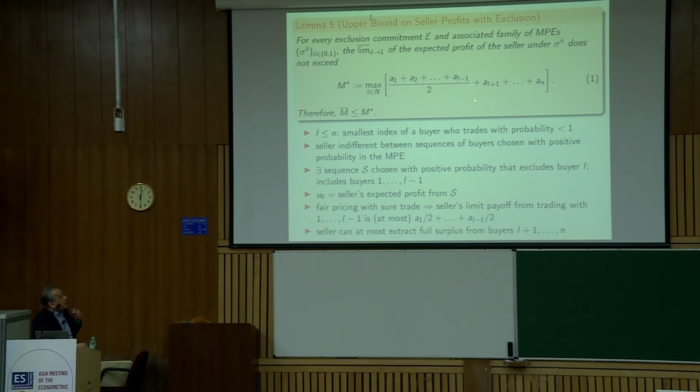So for an MPE which involves some L, and there has to be some such L because someone has to be excluded, an upper bound on seller payoffs is the max across all these L's. Okay, so this is an upper bound.